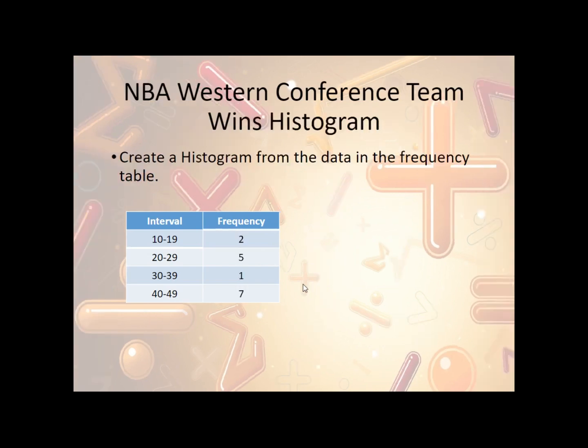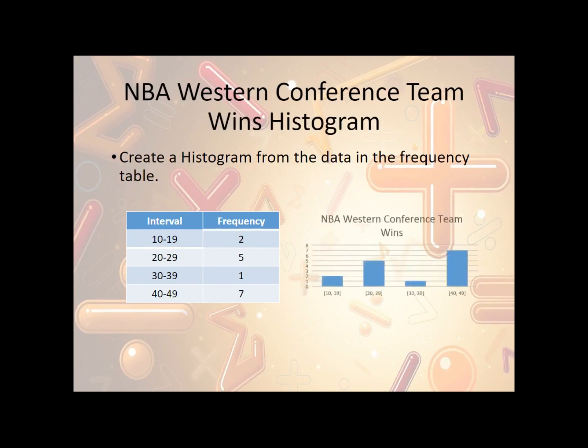Now that we've created our frequency table, now we can create a histogram to represent it. So if we do that, we have our interval from 10 to 19. And notice we go up to 2, because that was our frequency. Then from 20 to 29, we go up to 5, and then 1, and then 7. So this is what our graph would look like for our histogram.